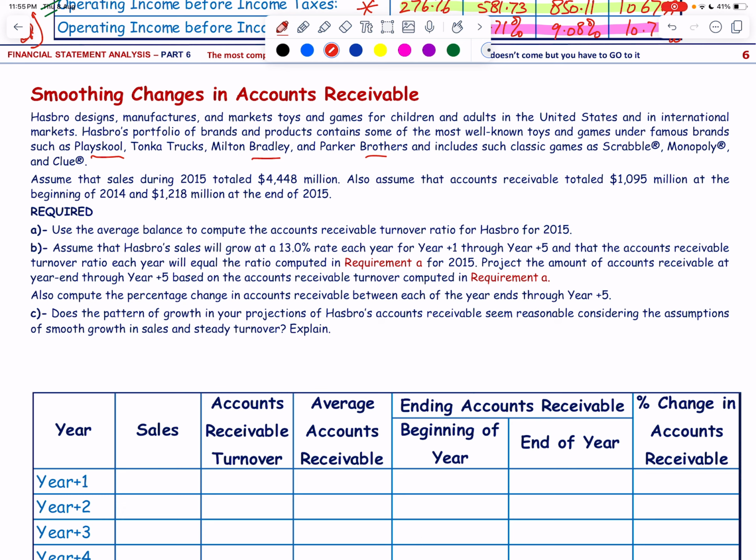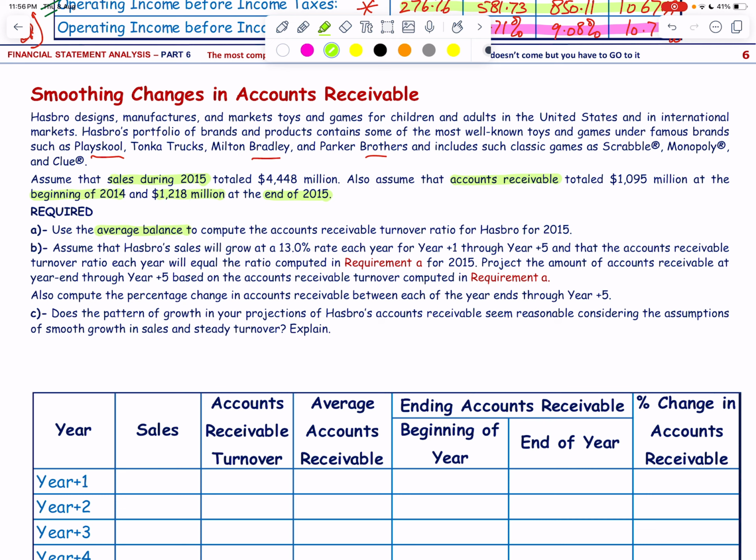Now, assume that sales during 2015 totaled 4,448 million. Also assume that accounts receivable totaled 1,095 million at the beginning of 2015 and 1,218 million at the end of 2015. We are required to use the average balance to compute the accounts receivable turnover ratio for Hasbro for the year 2015.